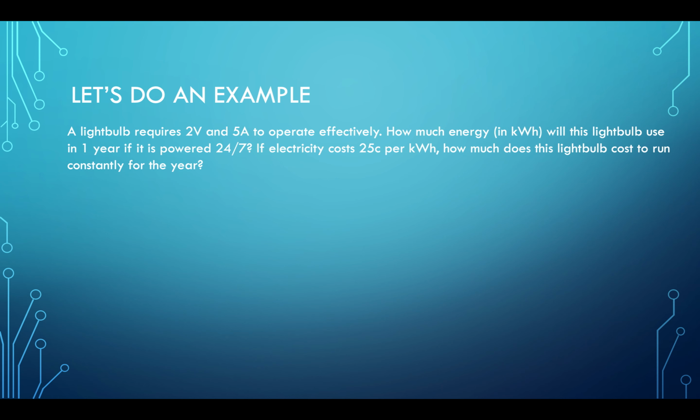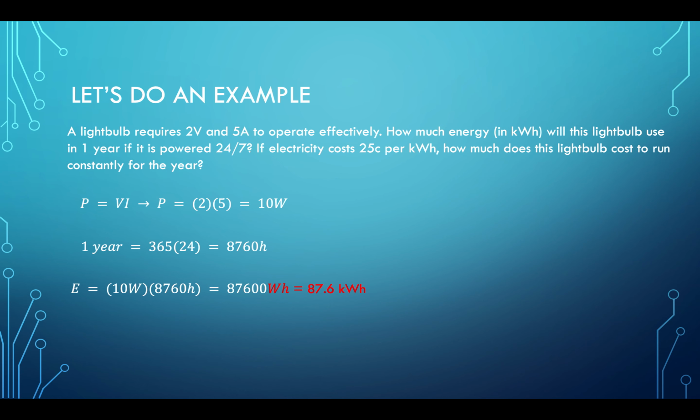So as power equals voltage times current, you get 2 volts times 5 amps, which means that this light bulb is drawing 10 watts of power. 1 year is 365 days times 24 hours, which is 8,760 hours in a year. And as we defined earlier, energy is power times time. So we have 10 watts times 8,760 hours, which gives us 87,600 watt hours of energy used in the year.